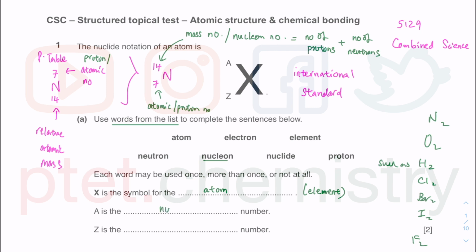So A is the nucleon number, Z is the proton number or the atomic number, but there is no option for atomic number given there. There's just proton number.